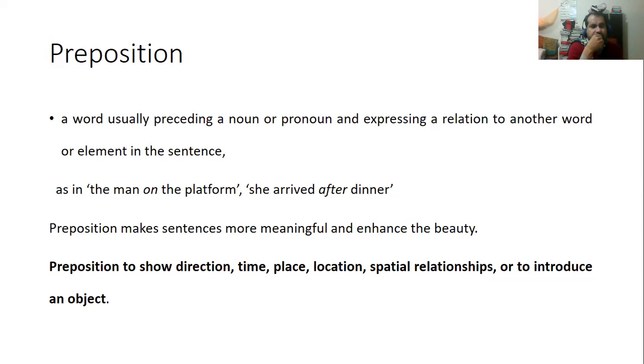And prepositions are actually used to show direction, time, place, location, or spatial relationships, or to introduce an object. These are the purposes of prepositions. For example, he's going to market, or the boy is on the floor. I will be back on Friday. So in these sentences, you can easily locate the prepositions. And if you ponder over these sentences, you'll see how nicely the prepositions are being used here.